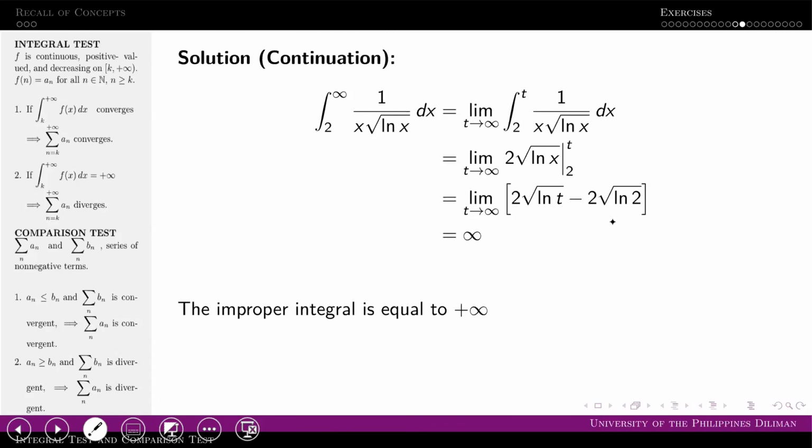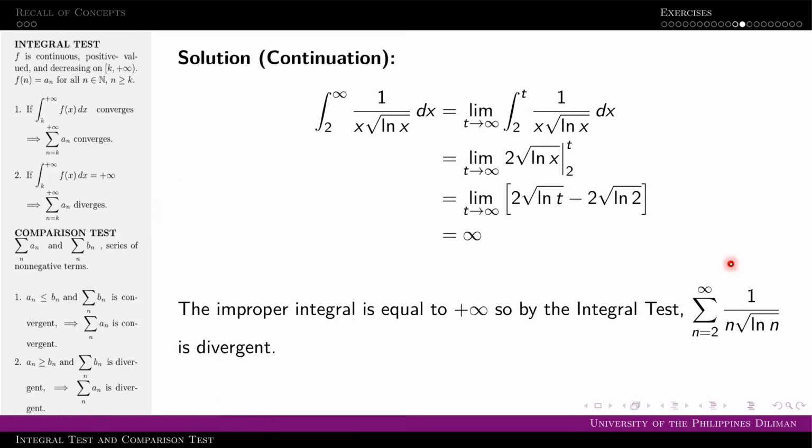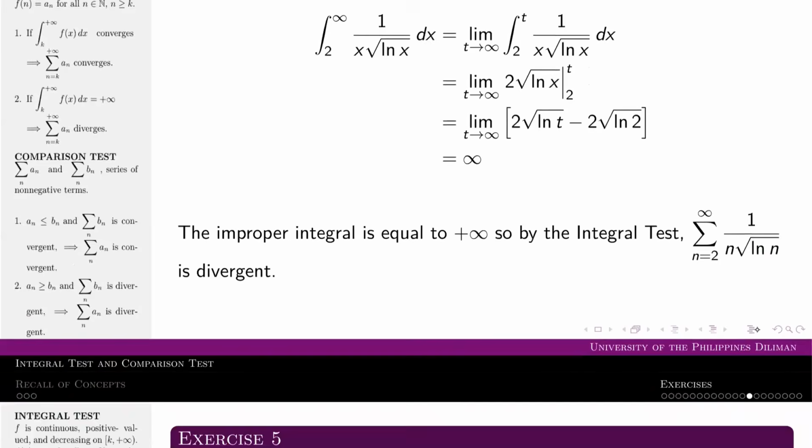Since ang ating improper integral ay equal sa positive infinity, that is the case 2 ng integral test, we can conclude that our original series is also divergent. Okay? Kaya bang applyan ng comparison test? Oo, pero you can try. You can try doing it. So, yung goal mo this time would be to compare it with a divergent series. But for now, let's move on to our next exercise.